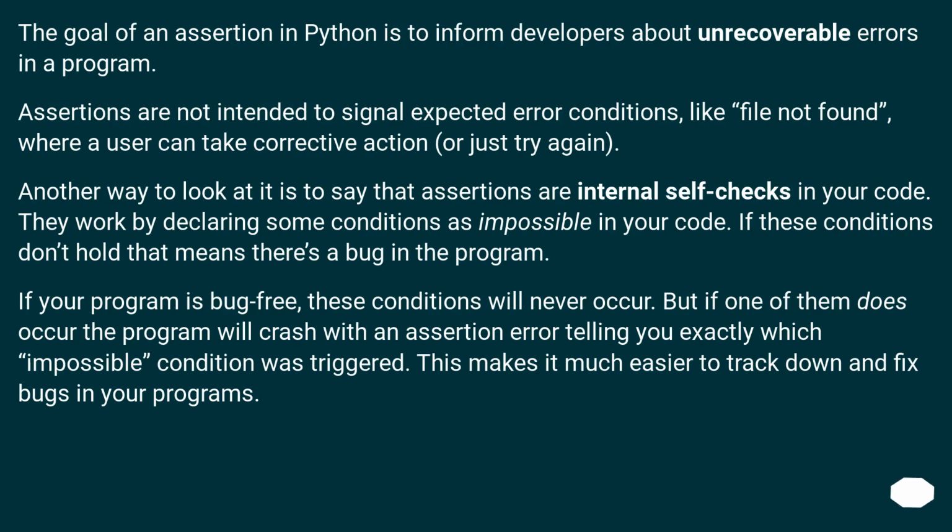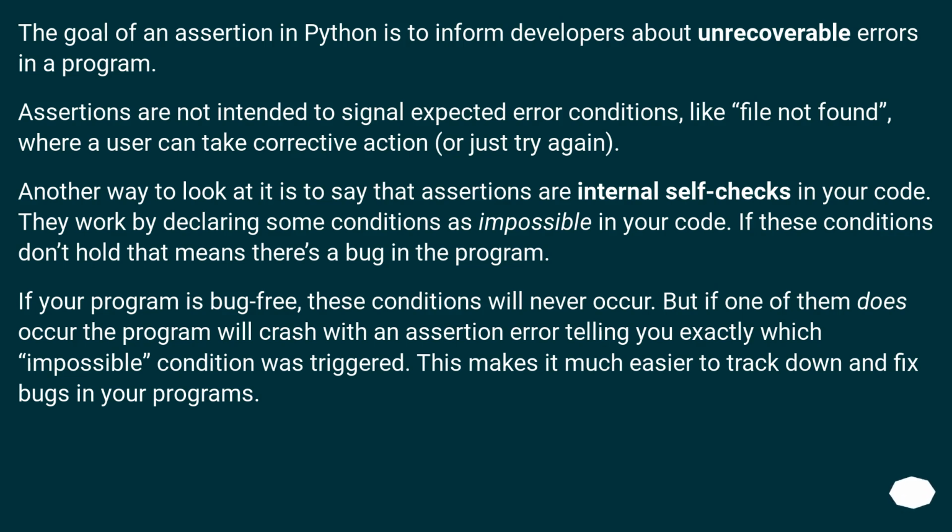The goal of an assertion in Python is to inform developers about unrecoverable errors in a program. Assertions are not intended to signal expected error conditions, like file not found, where a user can take corrective action, or just try again. Another way to look at it is to say that assertions are internal self-checks in your code. They work by declaring some conditions as impossible in your code. If these conditions don't hold, that means there's a bug in the program. If your program is bug-free, these conditions will never occur.